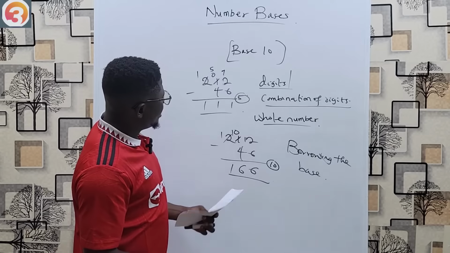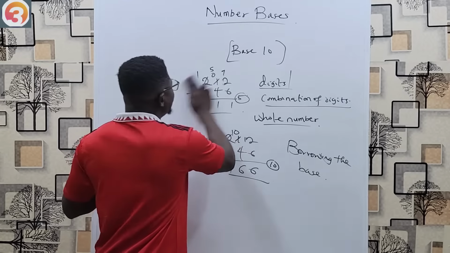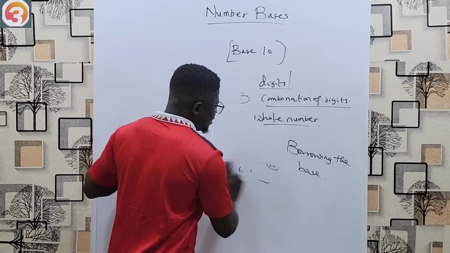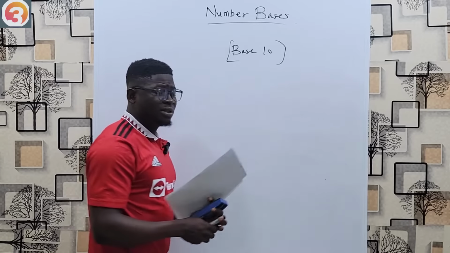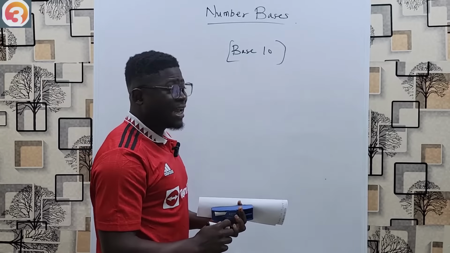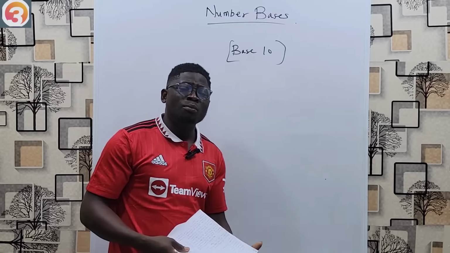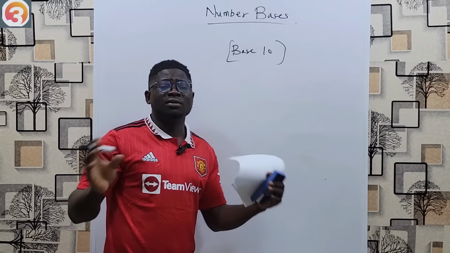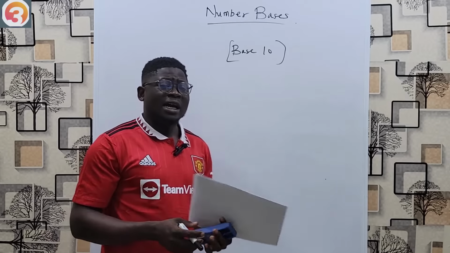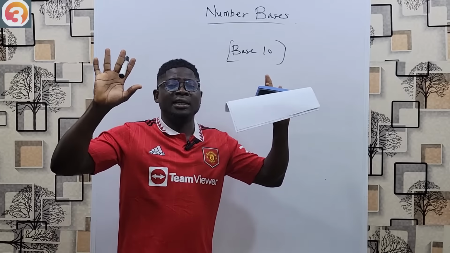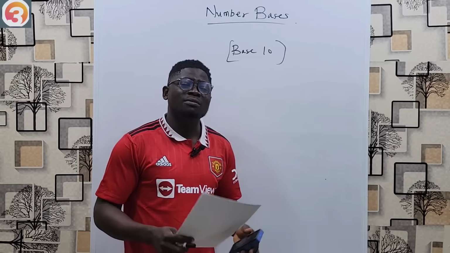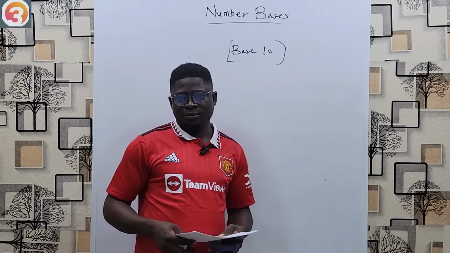Okay, let us just continue. So like I said, there are different systems of counting. We have the decimal system, which is the base 10 system. It is the most popular and most commonly used system of counting, usually because human beings have 10 fingers. That is why the base 10 system is the most common system of counting, right?